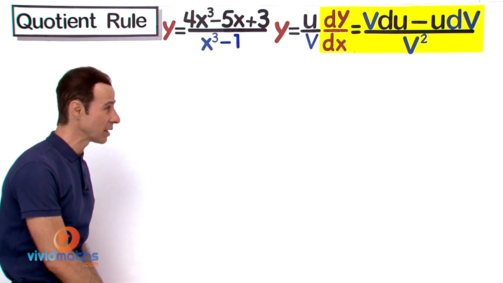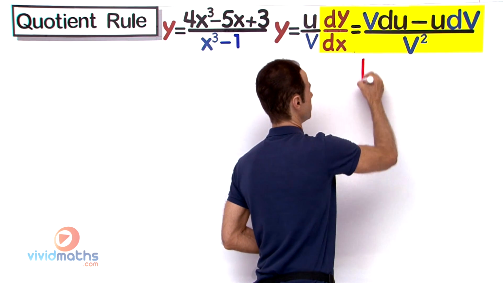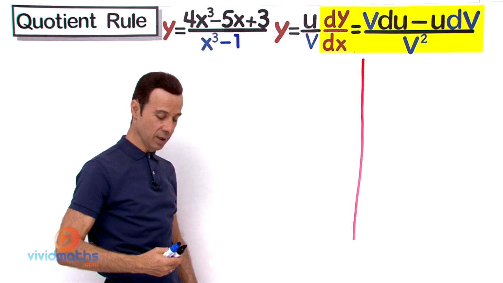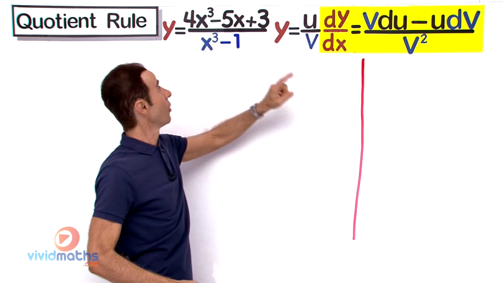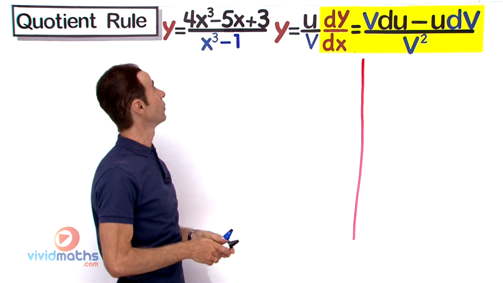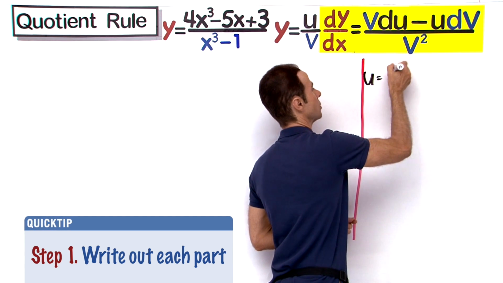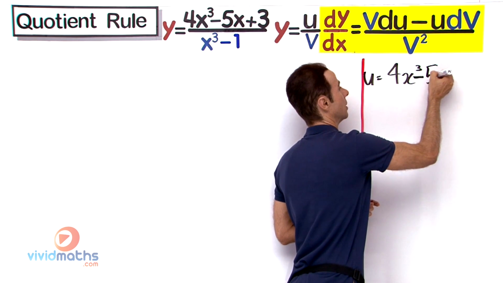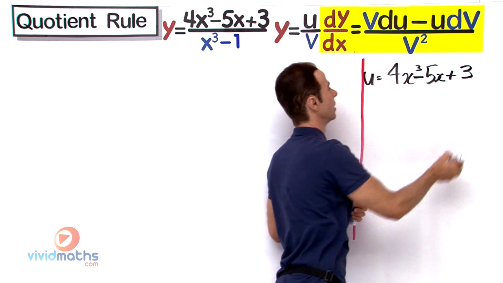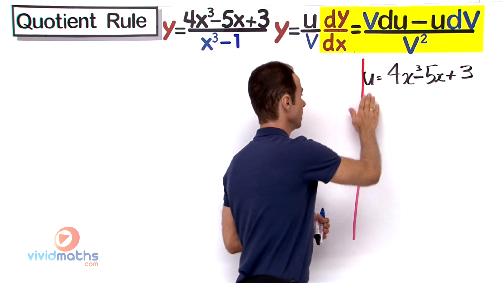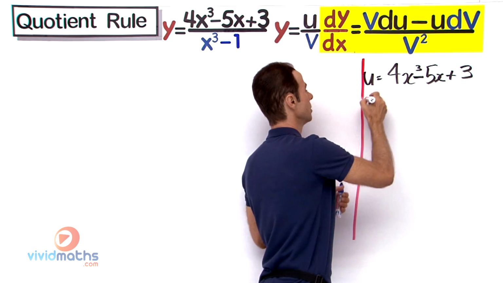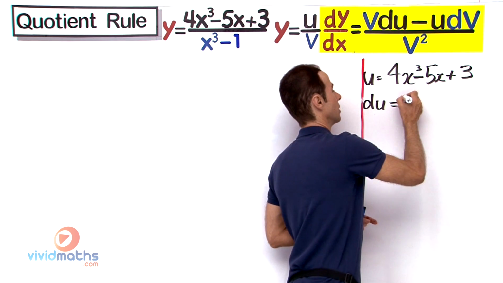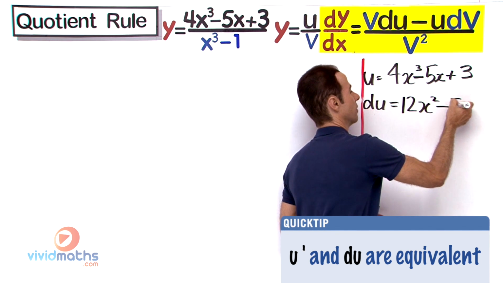So first up, I'm going to put that red line down here to mark up exactly what each component is. Let's write up what u is. Now u is going to be in black because it's the numerator, so we just copy that out. U equals 4x cubed minus 5x plus 3. Let's call that du, or u prime, whatever you prefer. If we differentiate that, we get 12x squared minus 5, all in black.